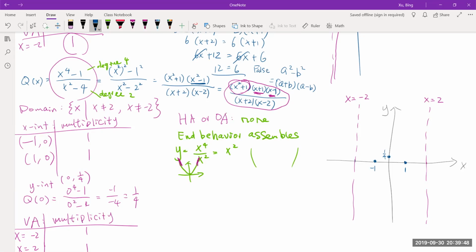I think we gathered enough information to graph. So first I need to connect these two. So am I crossing the x-axis on both x-intercepts? Yes, because the multiplicity for each is odd. I'm going to do this. Right. We'll go down because we have a vertical asymptote on both ends. Okay, so first is this part.